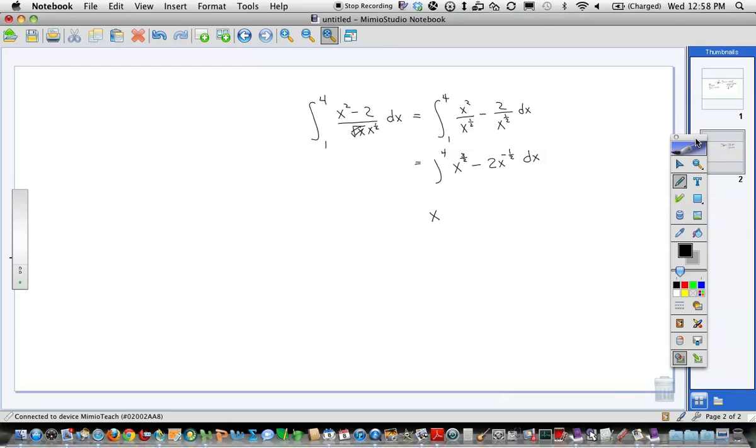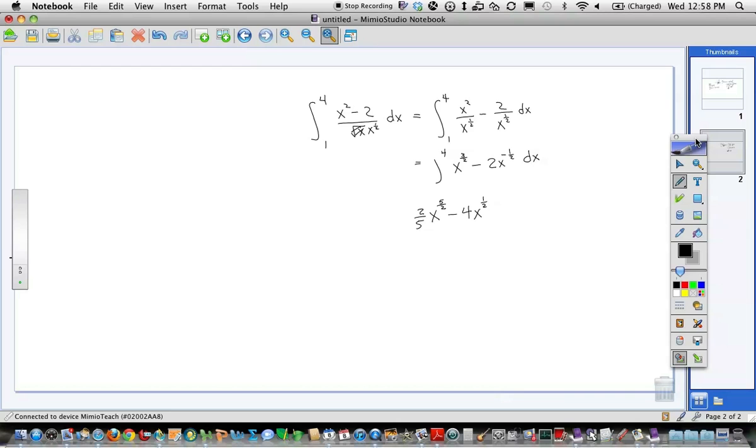X to the 5/2 divided by 5/2, which is multiply by 2/5, right? Multiply by the reciprocal. Okay? Minus, here I'm going to raise that up to 1/2, divide by 1/2. Well, divide by 1/2 is times by 2.